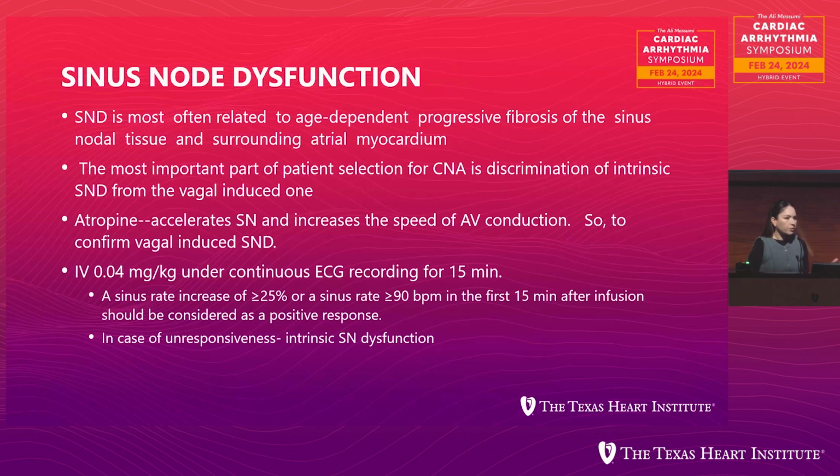The way to do it, there are some protocols, but roughly 0.04 milligrams per kilogram under continuous ECG recording. You give the atropine, and you want to see a response of the sinus rate going up by more than 25% or more than 90 beats per minute in the first 15 minutes of the infusion. That would be considered a positive response, something that would benefit from cardiac neuroablation. And if there's no response, then that sinus node is sick, right?